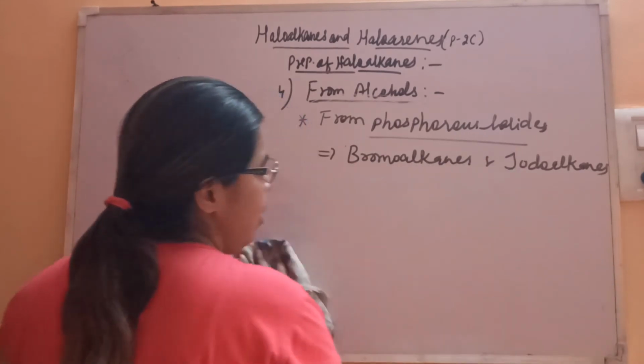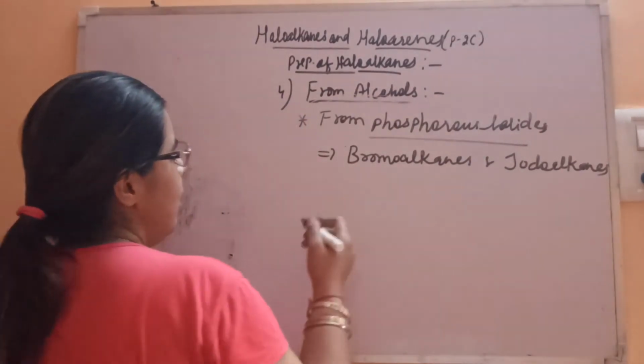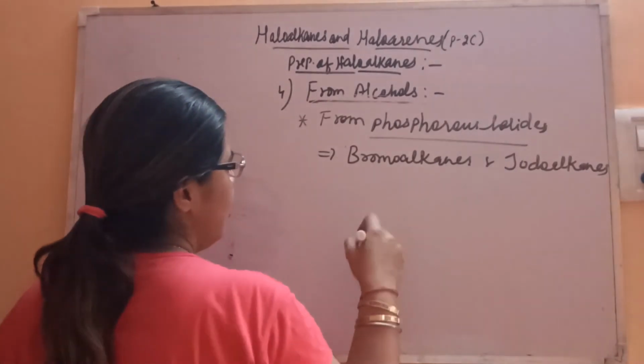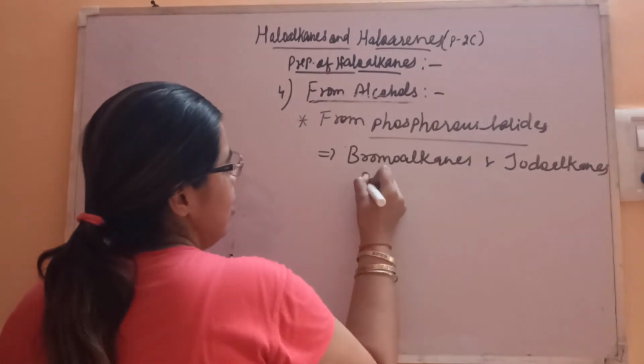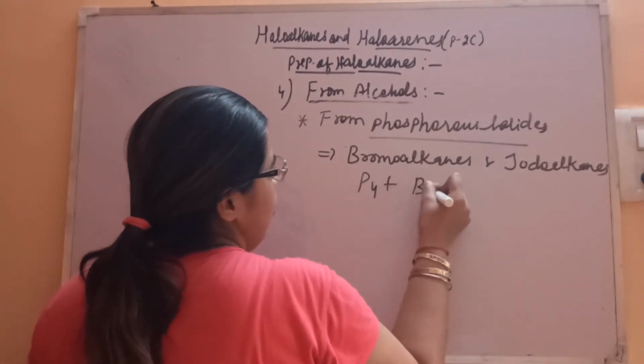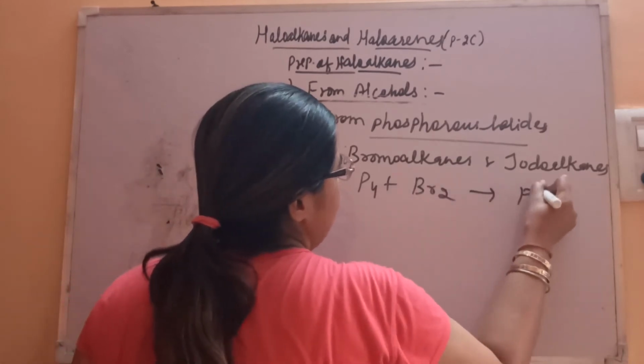By treating with red phosphorus. It's one of the forms of phosphorus, like the allotropes we know. So it's one of the allotropes of phosphorus. You will be learning in p-block elements. So phosphorus, it's a tetraatomic form. Treat with Br2, you will get PBr3.